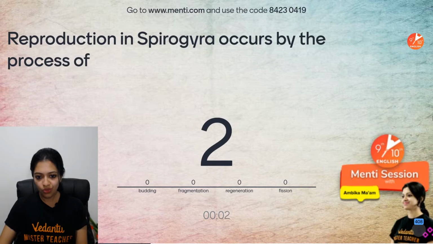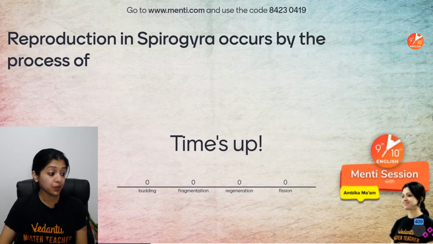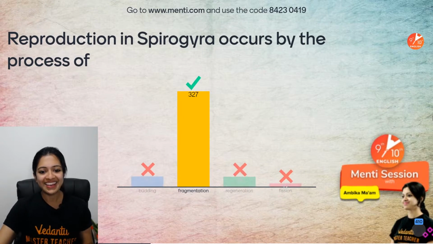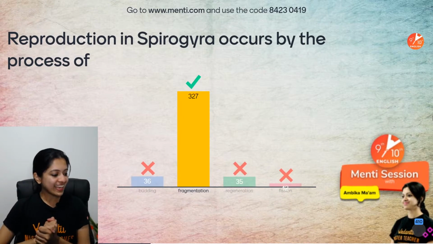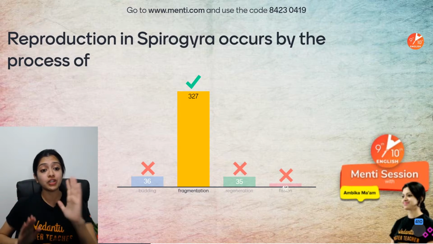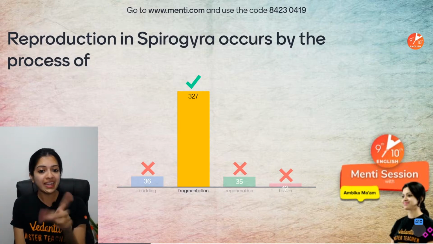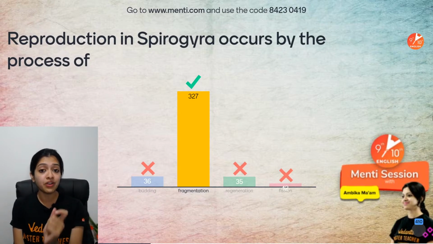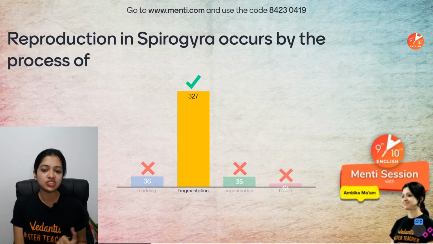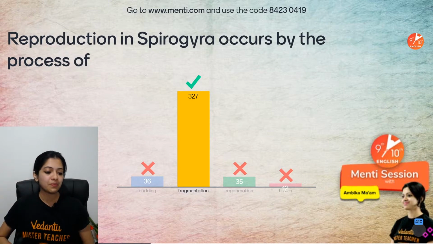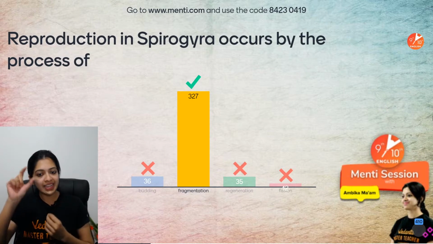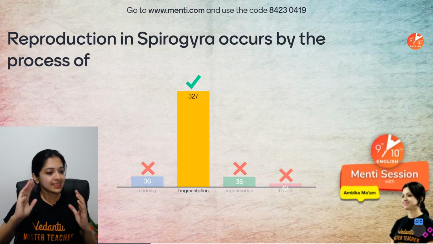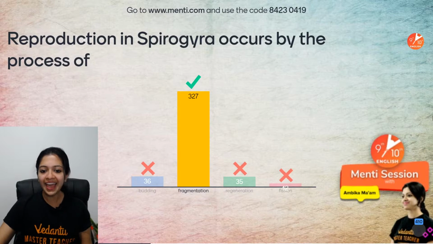Okay, let's see. Spirogyra, there can be a bit of confusion. Yes, indeed. Fragmentation is the answer. Actually, I am super surprised because many children get confused between fragmentation and regeneration. But you guys have rightly told me the answer is fragmentation, wherein the organism splits up into many different fragments and each fragment develops into one full organism. Right, children? So, thank you very much and we move ahead.